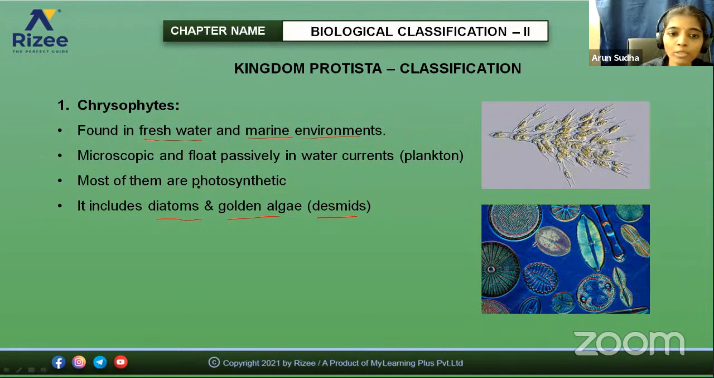Most of them are photosynthetic because of the presence of pigments like chlorophyll A, chlorophyll C, and also fucoxanthin. Carotenoids are present. Because of these pigments, they are able to capture the light and photosynthesize, that is, they can prepare their own food. So most of them are photosynthetic, and it includes diatoms and golden algae, which is also called desmids. We'll see in detail about diatoms.